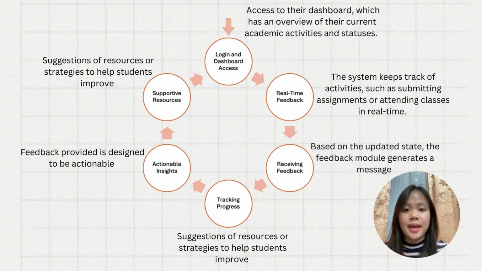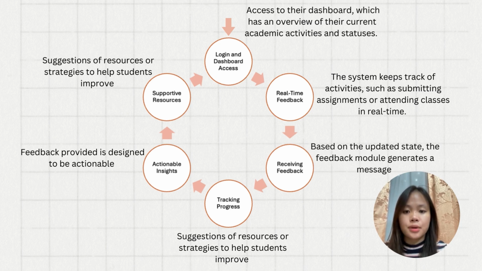Second is real-time feedback. As students engage in their academic activities, such as submitting assignments or attending classes, the system tracks these activities in real time. The DFA engine processes this data and updates the student's current state. Third, receiving feedback. Based on the updated state, the feedback module generates messages that are displayed on the student's dashboard or sent via email. For example, if a student submits an assignment on time, they might receive positive feedback like "Good start, keep up with your assignment."